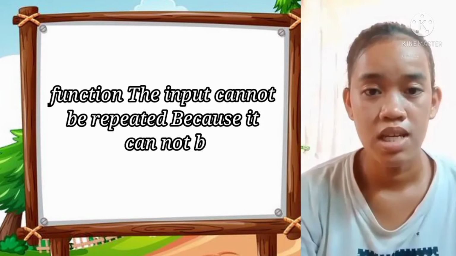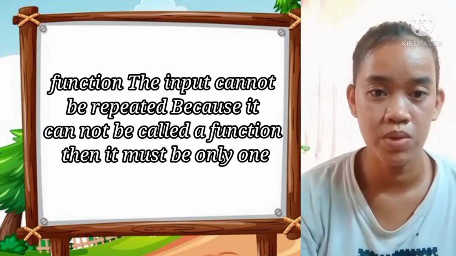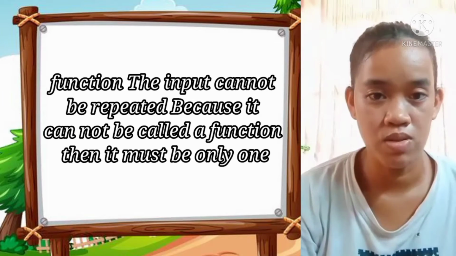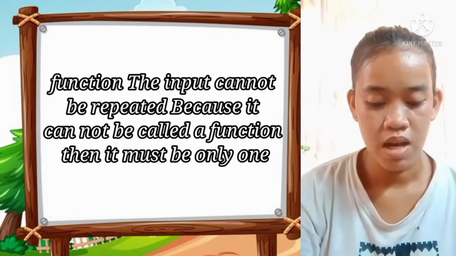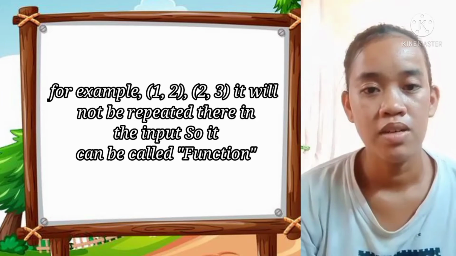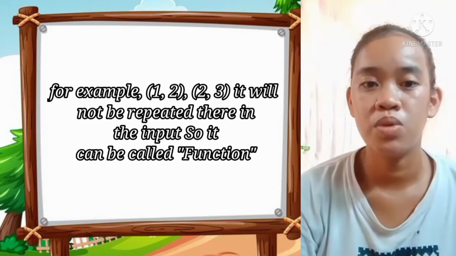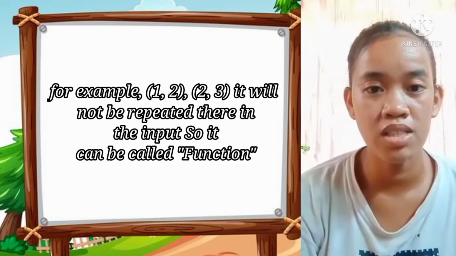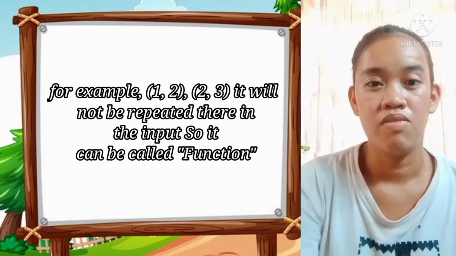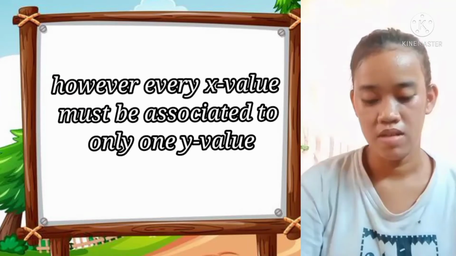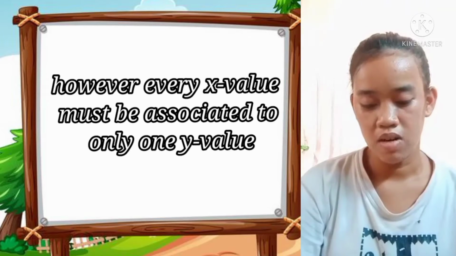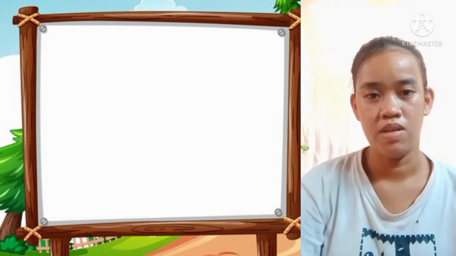Sa functions, hindi pwede maulit yung input kasi hindi siya matatawag na function. Tapos, dapat the only one. Halimbawa, sa number 1, 2, tapos 2, 3. Hindi siya na doble dun sa input. Matatawag siyang function. So, every x value must be associated with only one y value.